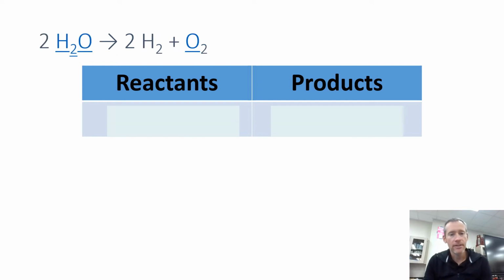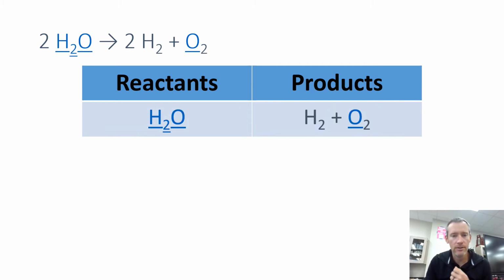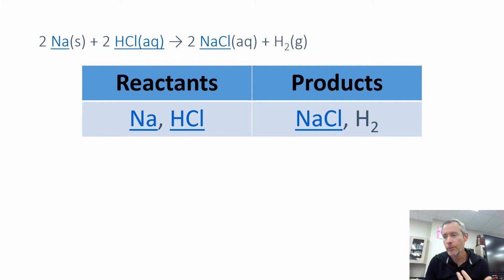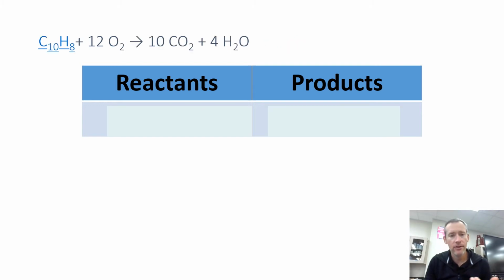H2O decomposes into H2 plus O2. The reactant, yes, water. Products, H2 and O2. Done. All right, this is a little longer, but Na with HCl makes NaCl and hydrogen gas. So reactants, Na and HCl, products, NaCl and H2. So you can continue on.